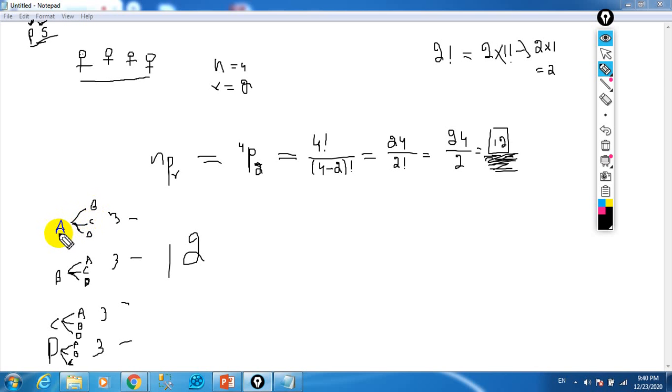It is not possible that from the two we take A, or B B, or C C, or D D. So repetition is not allowed in the permutation. So this was the question on permutation.